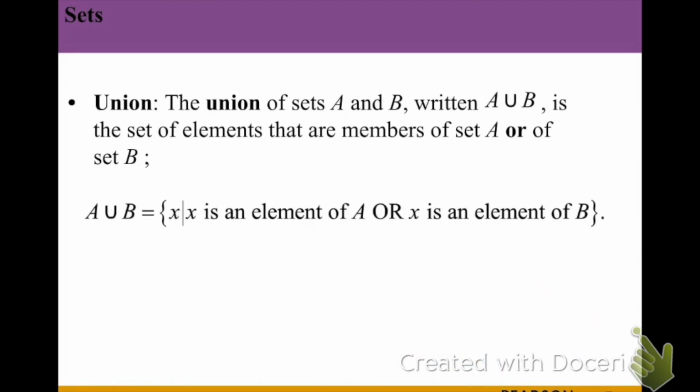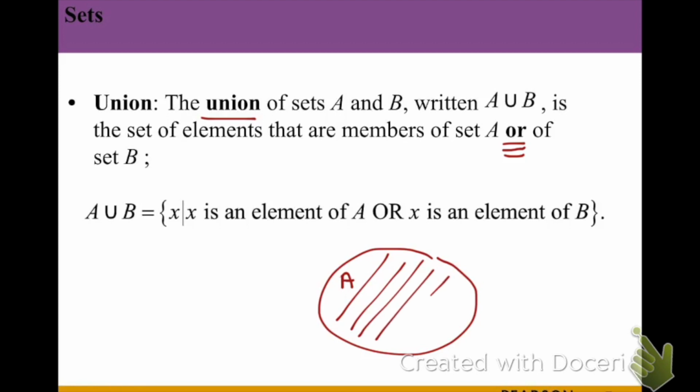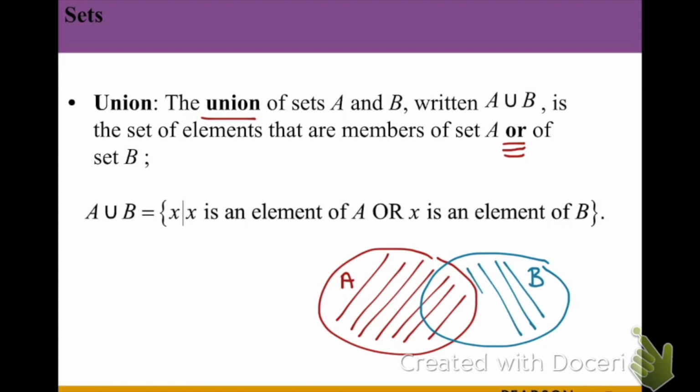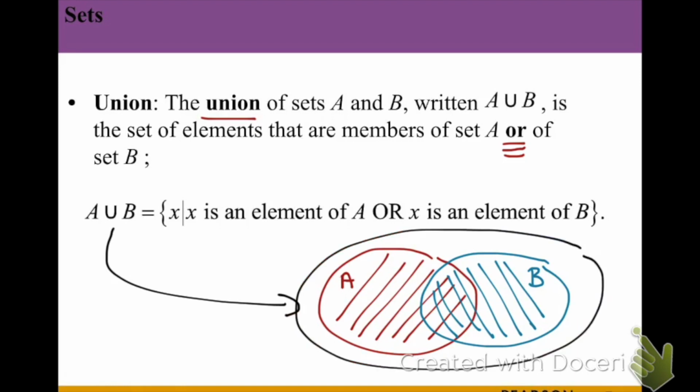The opposite of an intersection is the union. The union of sets A and B, written as A U B, is the set of elements that are members of set A or B. Another way of thinking of that is that the union is all elements in A, and then also all elements in B, and that also means all elements in their intersection. So the union can be in either the intersection or just in one of the individual sets. So in our Venn diagram, it would be our entire shaded area.